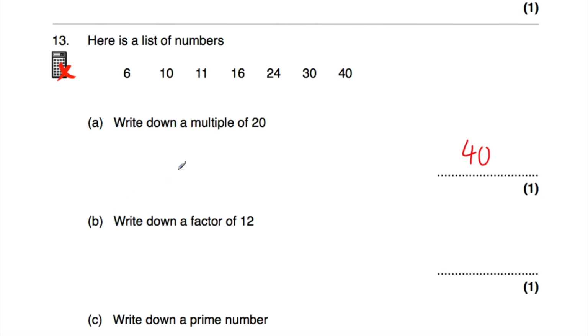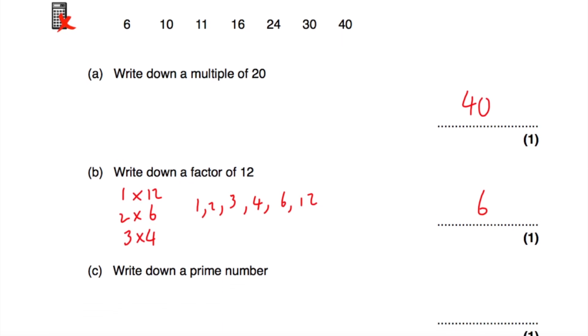So part B this time says write down a factor of 12, so not a multiple of 12, a factor of 12. So the factors of 12 are 1 times 12 is equal to 12, 2 times 6 is equal to 12, and 3 times 4 is equal to 12. So the factors of 12 are 1, 2, 3, 4, 6, and 12. So we're looking for a factor of 12, so 6 is a factor of 12. 10's not and 11's not, so the only factor of 12 in this list is 6.